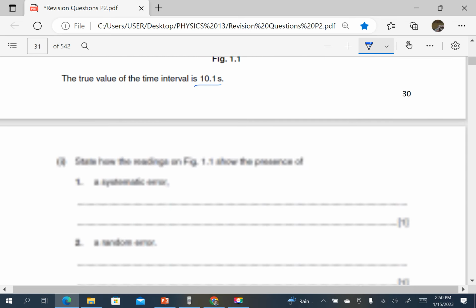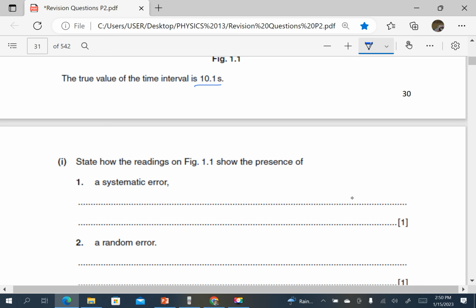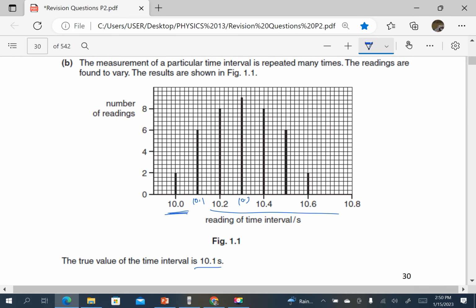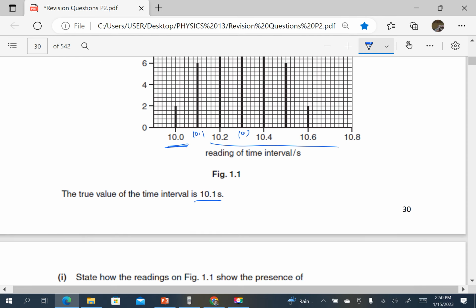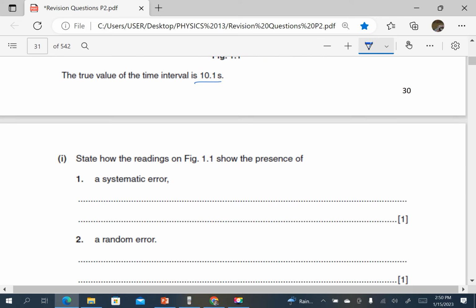So let's see the questions. State how the readings on the figure show the presence of a systematic error. You see the average of the values is above 10.1, which is the true value. So we can say the average or the peak is not the true value, so there is a systematic error. Or you would say the readings are not centered around the true value.